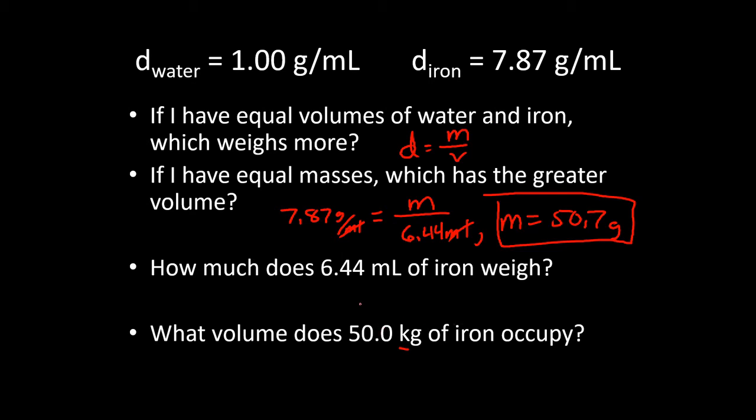So 50 kilograms, kilo is 10 to the third. So 50 kilograms is actually the same as saying we have 50 times 10 to the third grams. And so that's what we're going to use for our mass. If you want to see that using unit conversions, instead of just converting the kilo directly, it would be something like this.